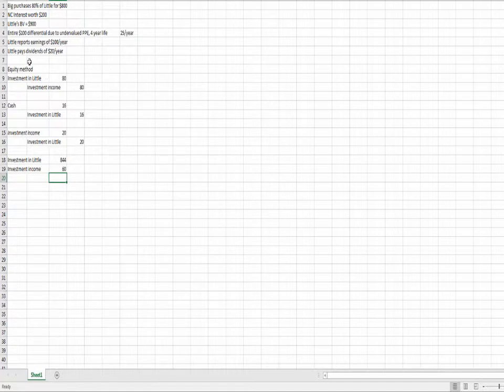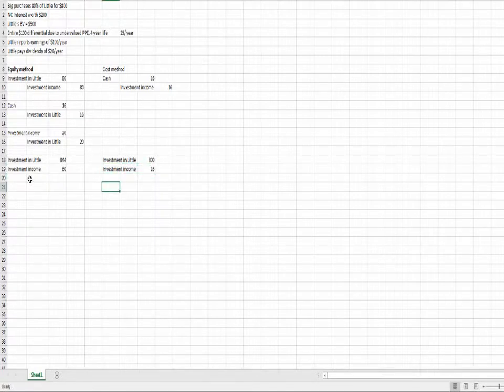Okay, under the cost method, basically all they're going to have is they're going to receive $16 in cash, and that's going to be their investment income. So same thing, their investment in Little is stuck at $800, the cost of their investment, and their investment income is 16.